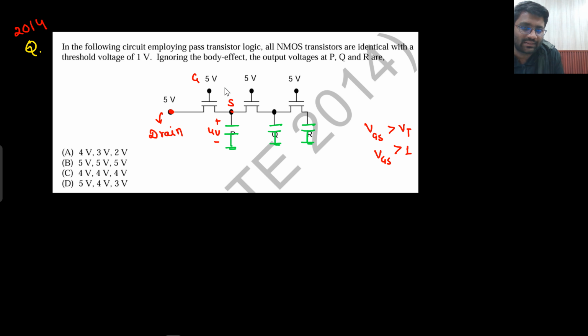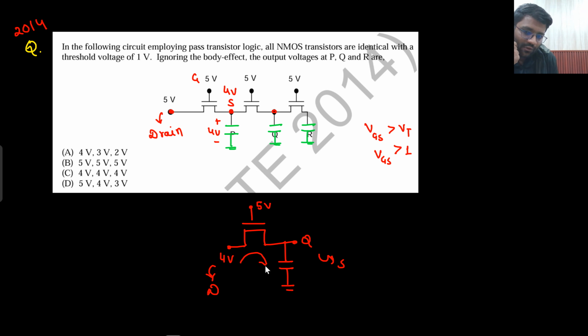In the second stage, sir, this has been charged up to 4 volt. Right? And here you analyze now. For the second stage I am talking about, this is at 4 volt, this is at 5 volt, and now this Q node is at 0 potential. So this will be drain and this will be source.